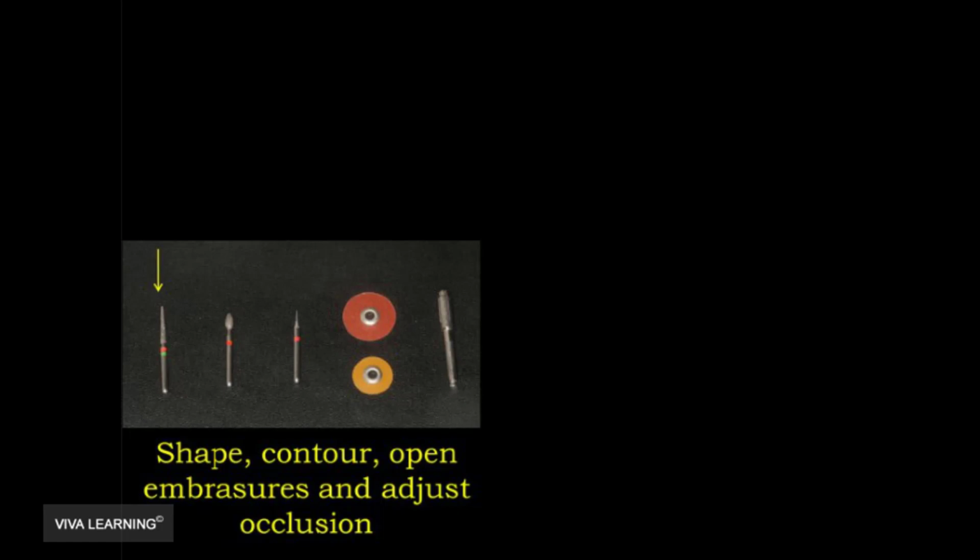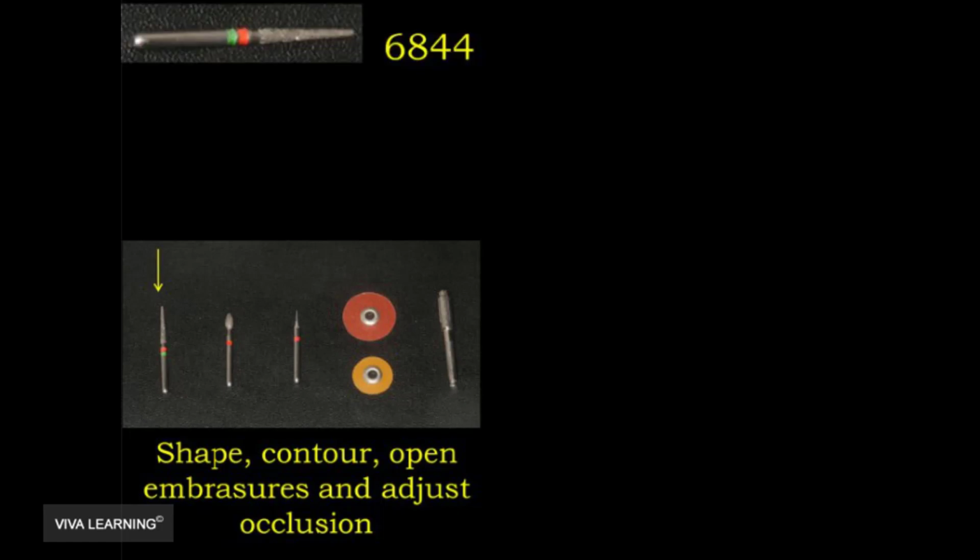I like to use these little Brasseler burrs. This is the 6844. I use this for most of my facial reduction. If we use this more for mock-ups, if you have a wax-up, as you saw from those temporaries, you're really not going to need to do a lot of shaping of the teeth. This burr comes in handy when we get to the mock-ups in a minute. I'll show you how we use this burr.